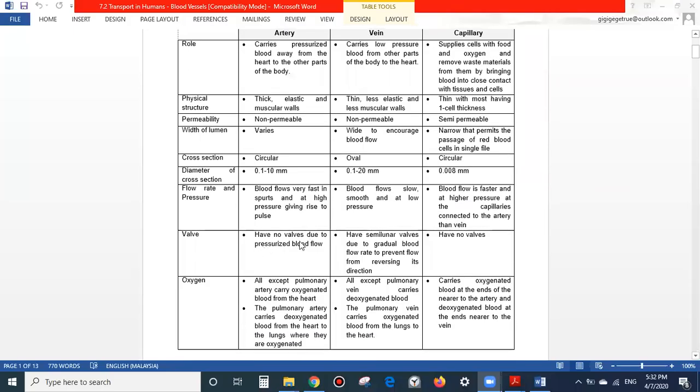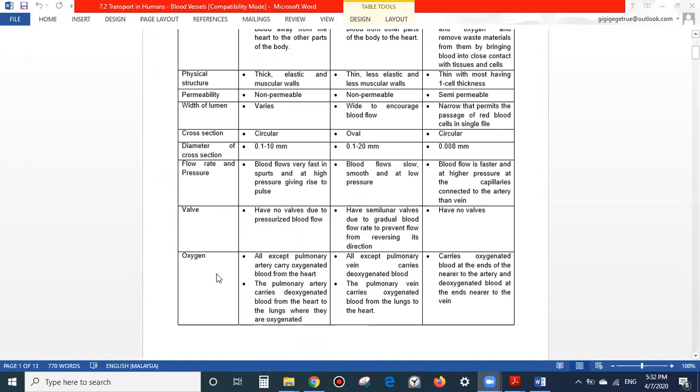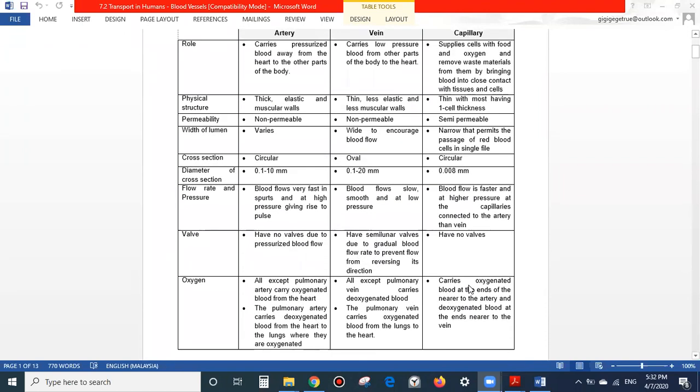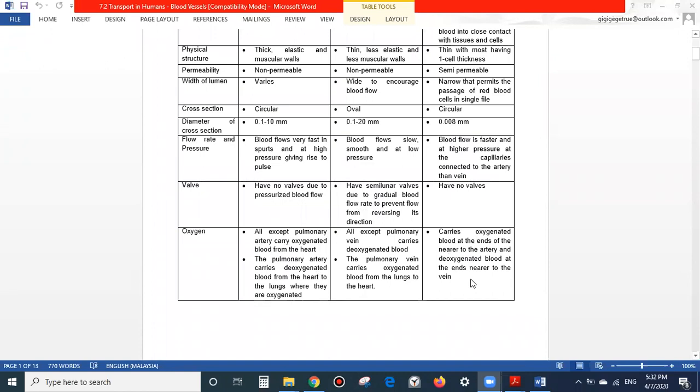Okay, valve. There is no valve in the artery. There's no valve in the capillary. There is semilunar valve in the vein. This is to prevent backflow of blood. Okay, oxygen, basically, I already mentioned just now. Okay, so this is the structure for blood vessels.